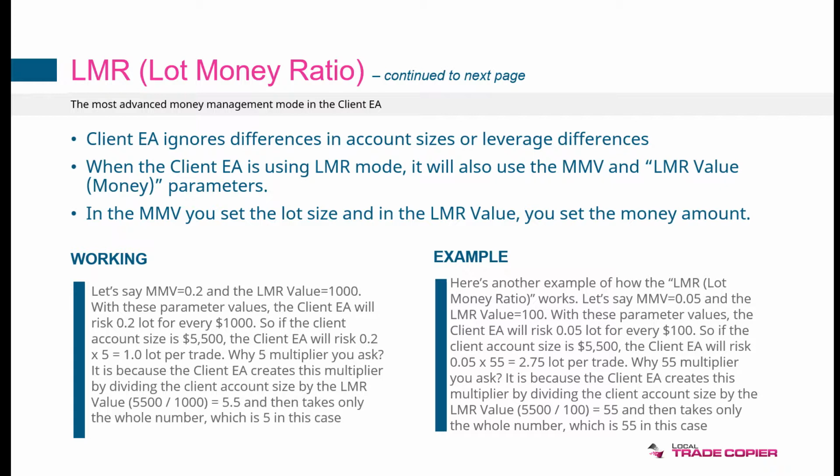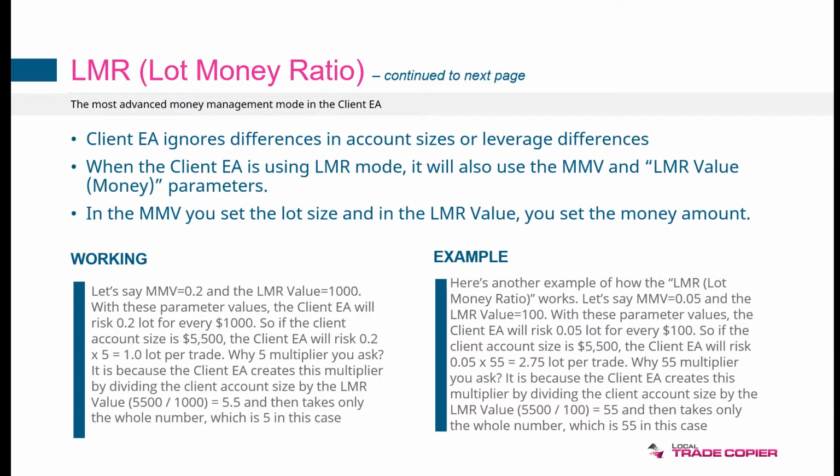So here's how it works. Let's say you set MMV to 0.2 and the LMR value to 1000. With these parameter values, the client EA will use a 0.2 lot size for every $1,000. So if the client account size, for example, is 5,500, the client EA will risk one full lot size per trade. It will multiply it by 5.